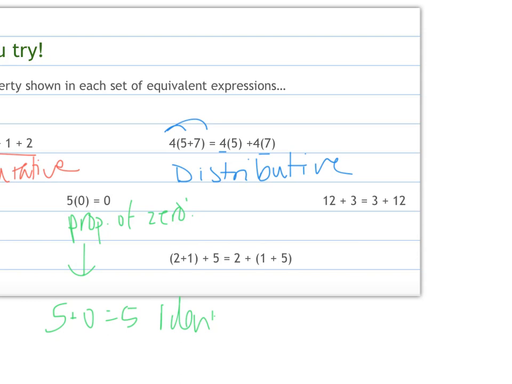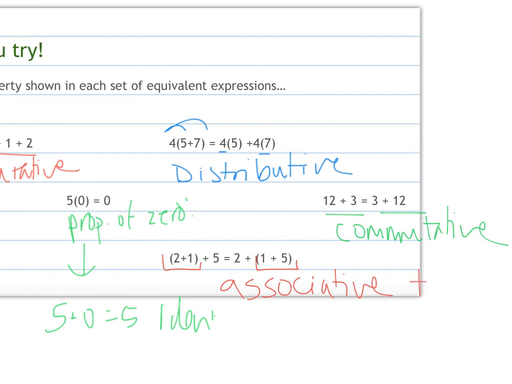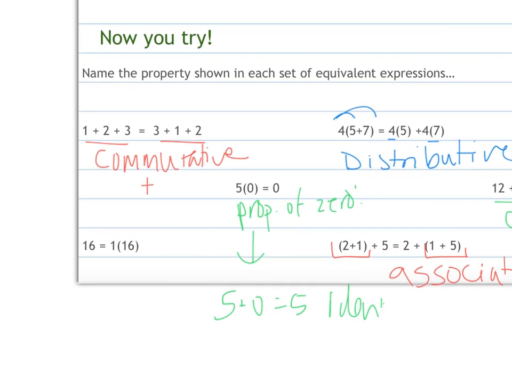Over here, I noticed that 12 and 3 equals 3 and 12. I noticed the order just changed, so they made a commute to work. Commutative. Here I noticed that the groupings changed. The order did not, so that would be the associative. And since it was addition, associative of addition. And one more here, we have a multiplication. 16 was multiplied by 1 and stayed at 16. So that would be the identity property of 1.